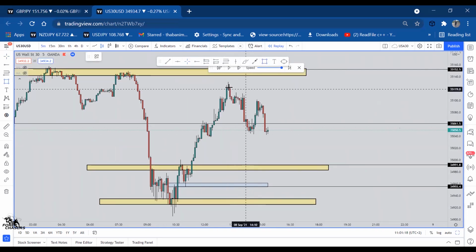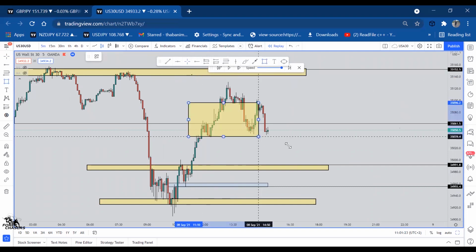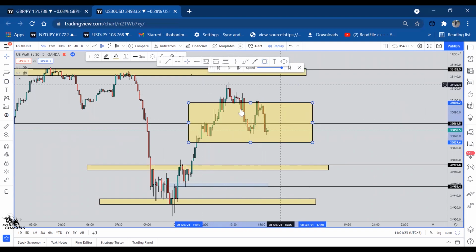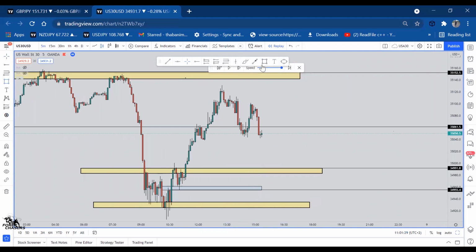So guys, you can see that now, what is it that we have here? We have to focus on the current price now. Where is the current price? This is where the current price is, guys. We have to understand what is happening here, so that we can find our buys and our sells.